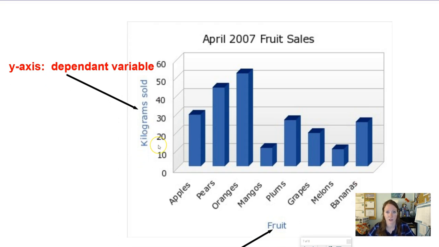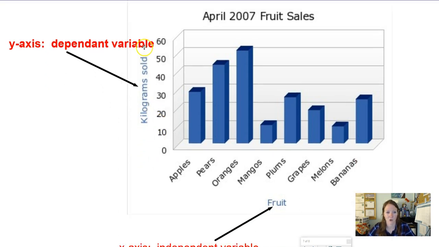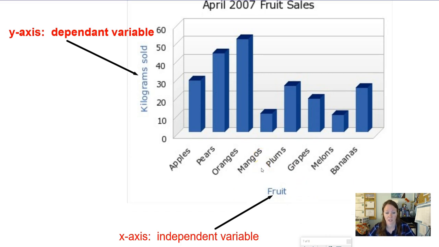What I've included on this graph is how do I know which variable to put on which axis? Does the fruit go here or here? Does the kilograms go here or here? It's really sometimes challenging to do. Very important to remember that always on the y-axis is going to be your dependent variable. This is the data you're collecting. This is the stuff that you wrote down.